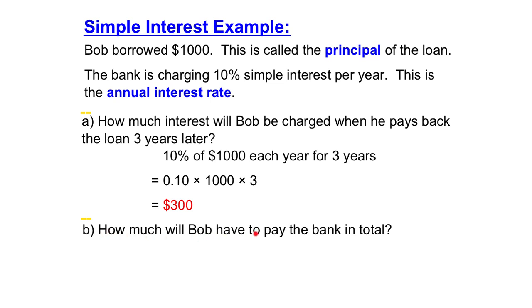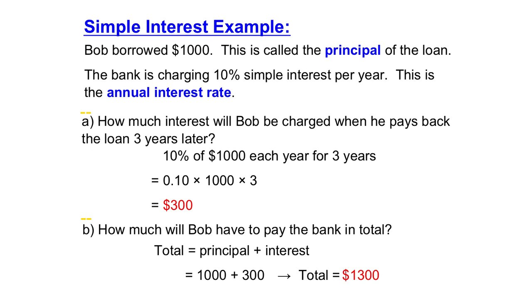How much money will Bob have to pay the bank in total? Well, he's not just going to pay back $300. That wouldn't make sense. You borrow $1,000 and only have to pay them back $300? No, remember, this is the extra cost. This is the interest. He has to pay back what he borrowed plus the interest. So the total amount he owes is the principal plus the interest. He borrowed $1,000 and he owes $300, so total he has to pay back $1,300.